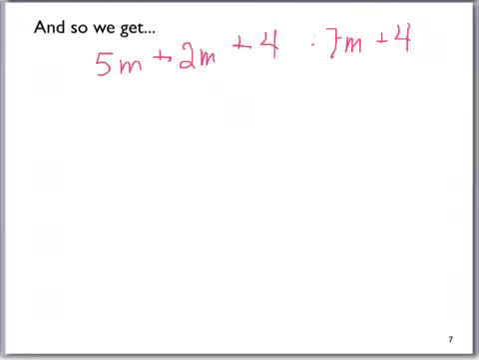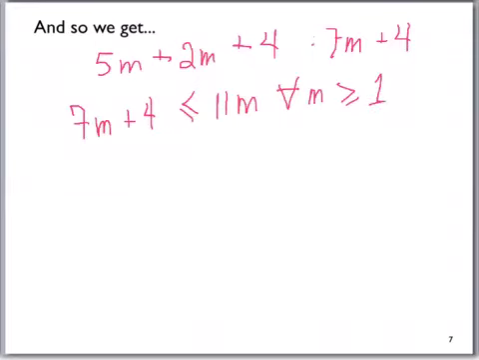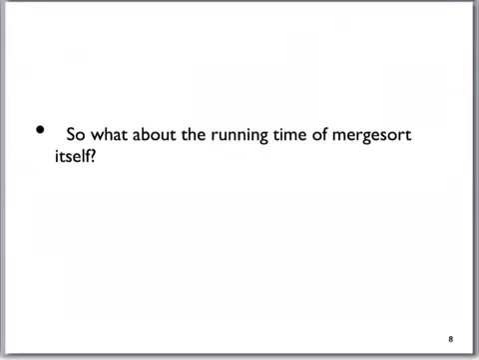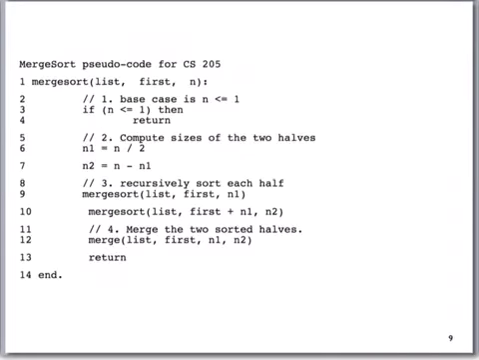Now, to simplify things, we'll say that 7m plus 4 is less than or equal to 11m for all m greater than or equal to 1. Okay, it's easy to see that that is in fact true. And so, for MergeSort, we're going to have to start by looking at the algorithm itself and trying to figure it out.